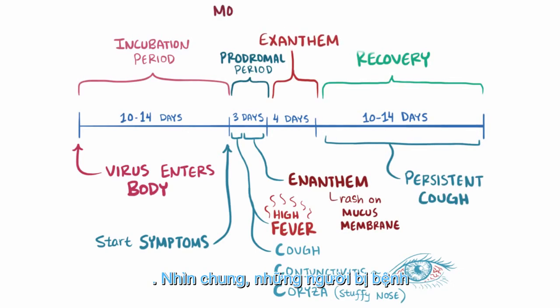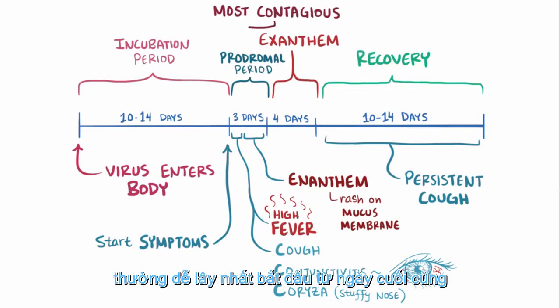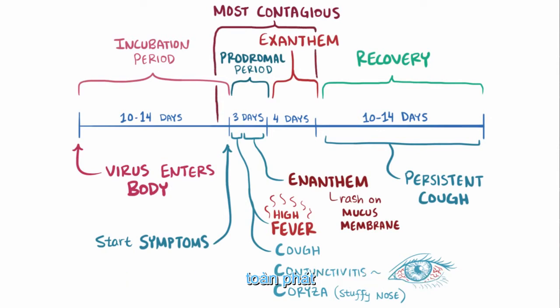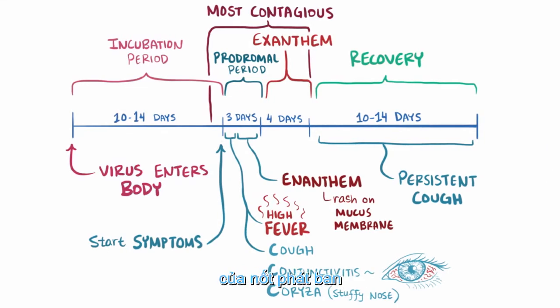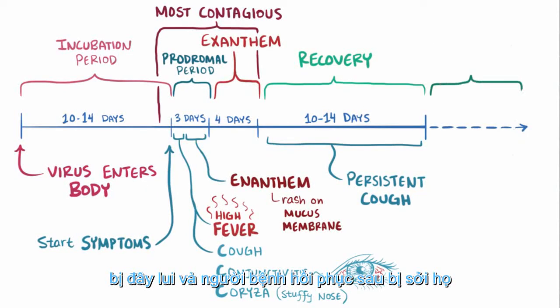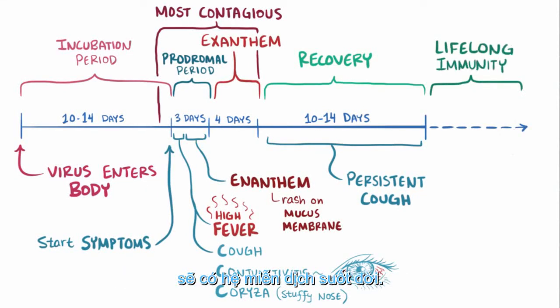In general, infected people are most contagious starting from the final day of the incubation period through the prodromal and exanthem phase, which roughly works out to be 4 days before to 4 days after the onset of the rash. Now, the good news is that once all this is over and someone's recovered from measles, they have lifelong immunity.